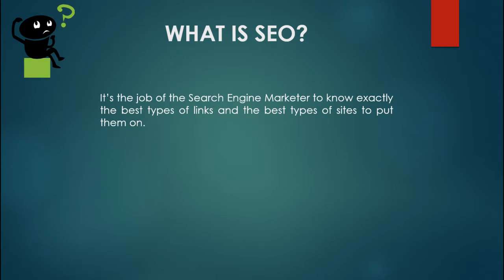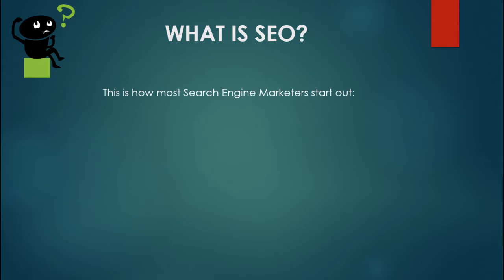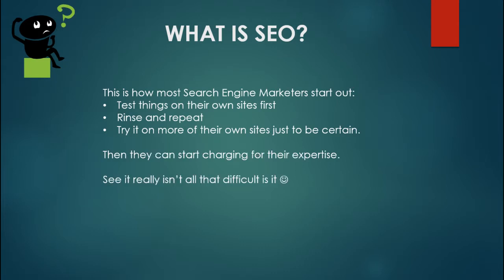It's the job of the search engine marketer to know exactly the best type of links and the best types of sites to put them on. If you're just starting out and you're unsure where to start, or you're worried about hurting a site that's important to you, you can always practice on sites that are not so important to you first. This is how most search engine marketers start out. Test things on their own site first, rinse and repeat, try it on more of their own sites just to be certain, then they can start charging for their expertise. See, it really isn't all that difficult, is it?